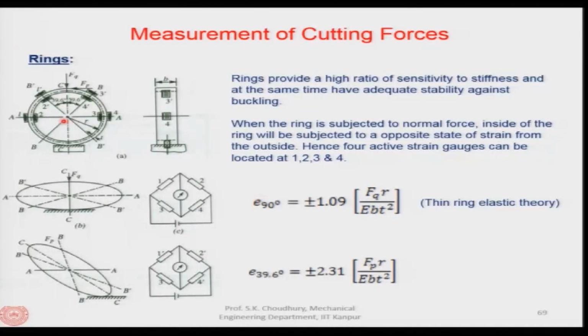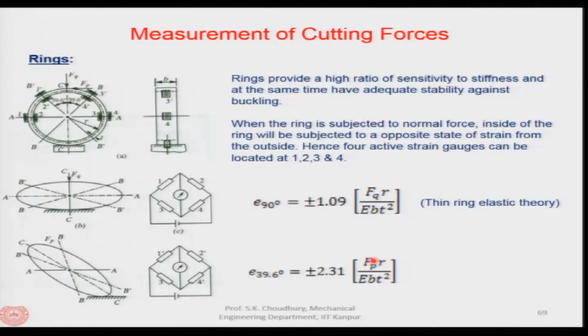So, at 90 degrees, which will be measuring this, we have the Wheatstone bridge like this, consisting of 1, 2, 3, 4 sensors, and this Wheatstone bridge will give you the value shown here, which depends on FQ, R, E, B and T square. This is the thin ring elastic theory, from which it is taken. At 39.6 degrees, where the maximum strain occurs, at this node it will be plus minus 2.31 FP R divided by E, B and T square.